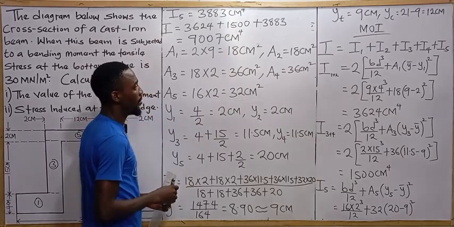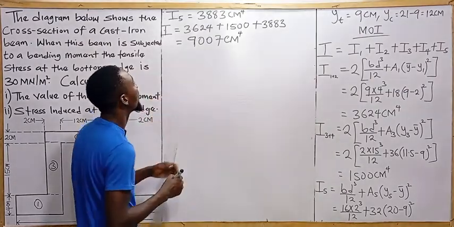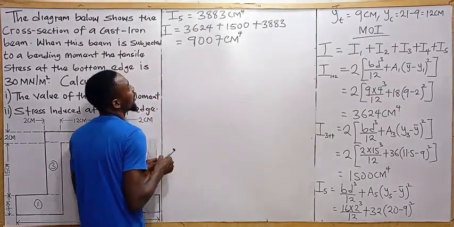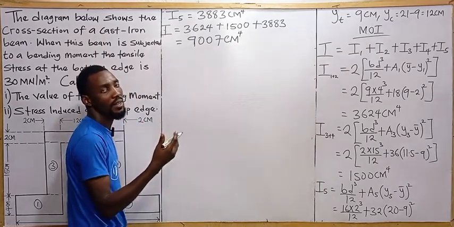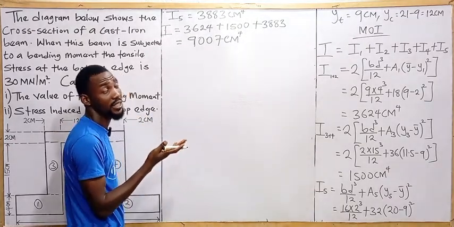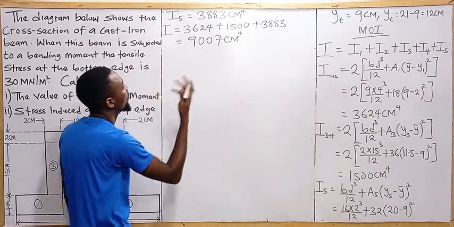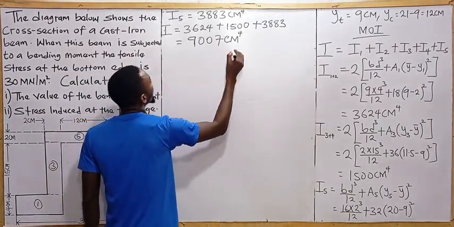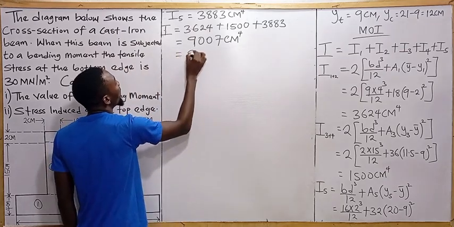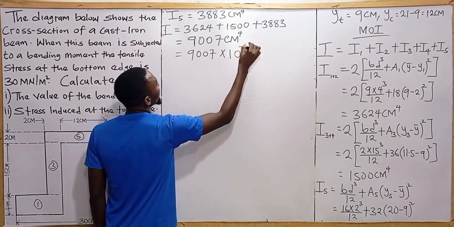All right. So for clarity, we can therefore take this to be in meters. If you want to go from centimeter to meter, we divide by 100, right? But because it is to the power 4, we just put it to the power 4. So then we can therefore say this is equals to 9,007 times 10 to the power of minus 8.